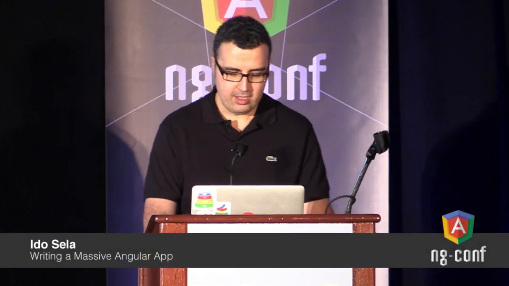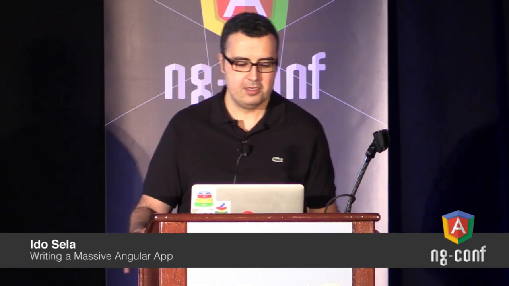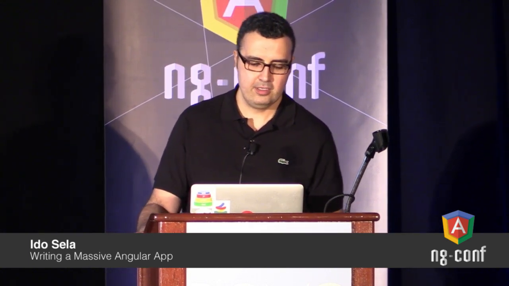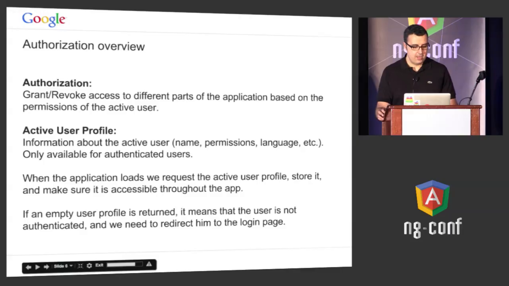Thank you, Mark. Hello, everyone. So the first topic we're going to talk about is authorization and conditional features. So let's start with authorization. So when you have a smaller application, maybe you don't really need authorization, but as your application grows larger, you need to start dividing your application into sections and decide which users can see what parts of the application.